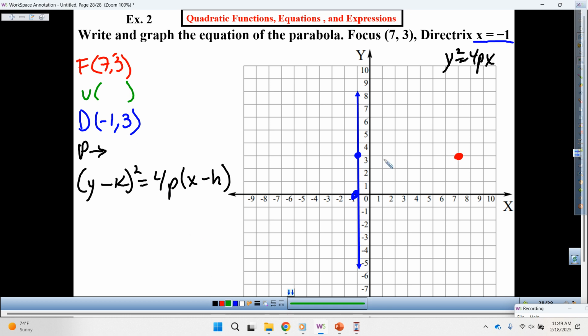And the vertex should be between these 2 points. How many steps are there from here to here? It's 7 plus 1, that's 8. So at 4, 1, 2, 3, 4 is my vertex. And what is that coordinate? 3, 3. Do you see it opening up? Yes. And what is P? P is this and this, which is 4. And the rest is history.